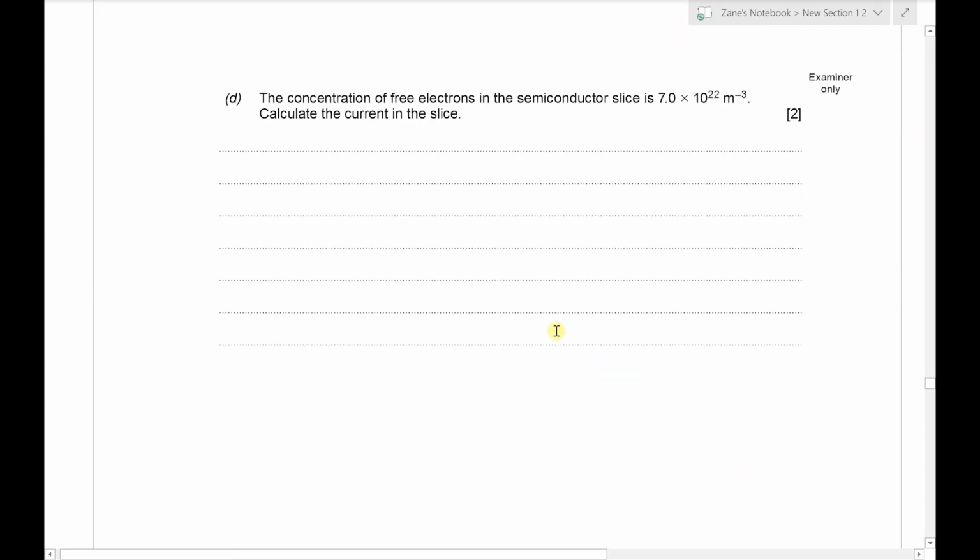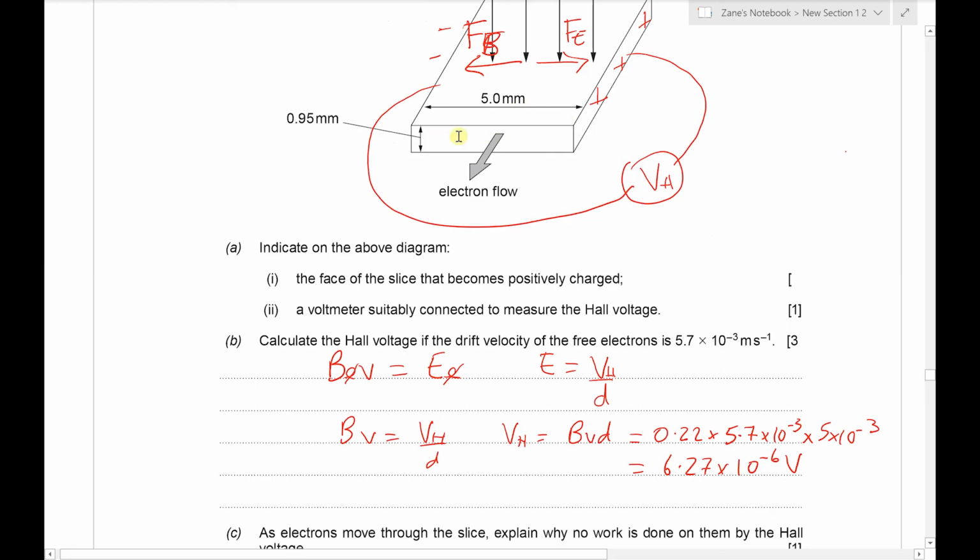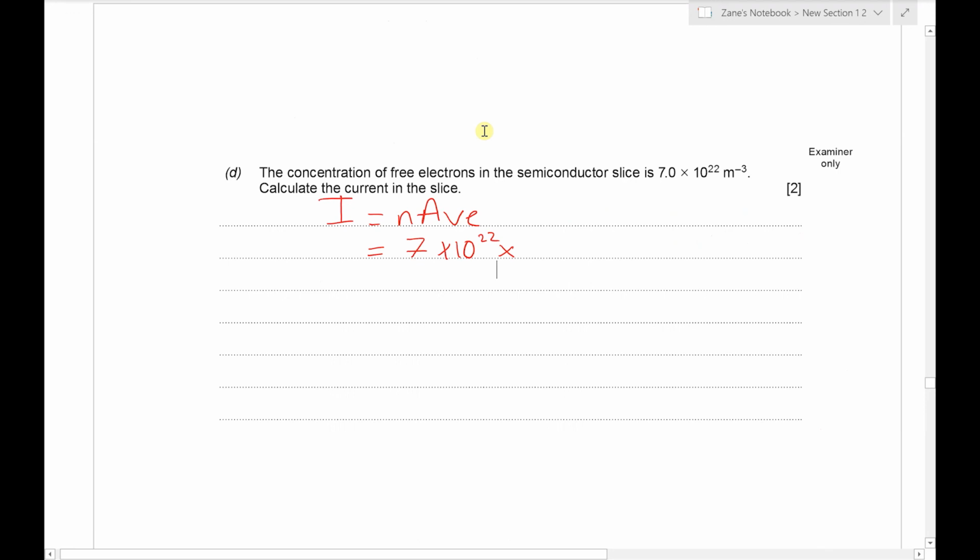For the final part of the question, we're given a concentration of free electrons in the semiconductor slice of 7 times 10 to the 22 per metre cubed, and we've got to calculate the current in the slice. So we're going back to AS physics with the I equals nAve formula. n is the free electron density, which is that 7 times 10 to the 22. A is the area of the face through which the electrons are moving, so it's the area of this front face, which is 0.95 millimetres by 5 millimetres.